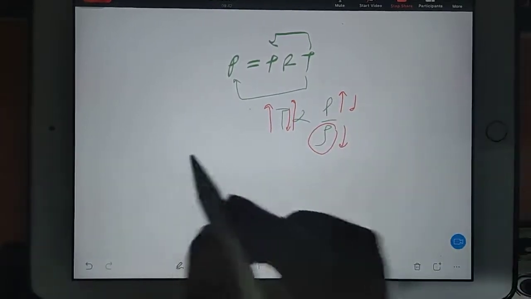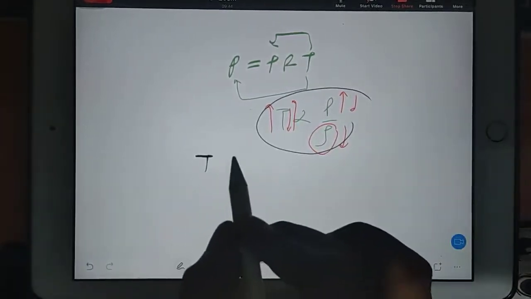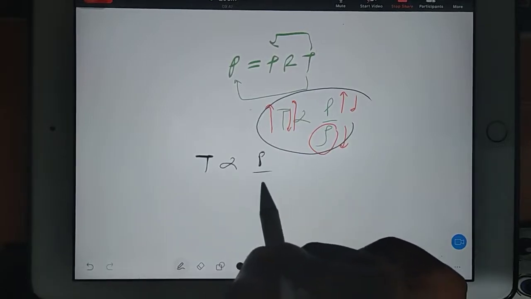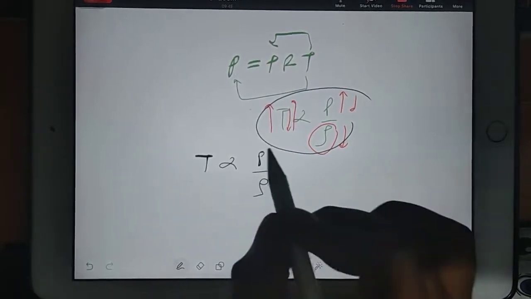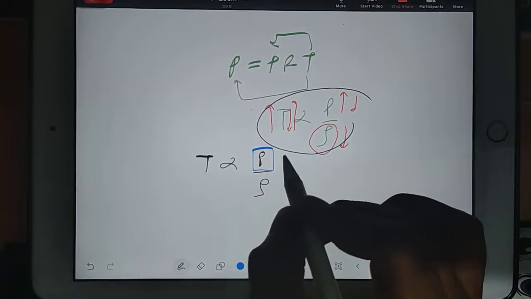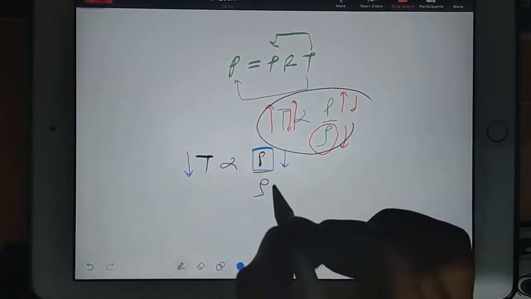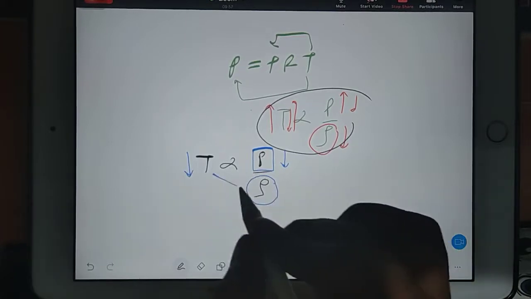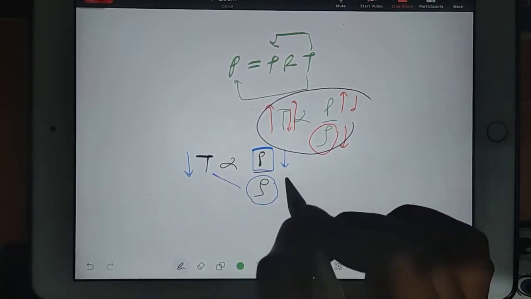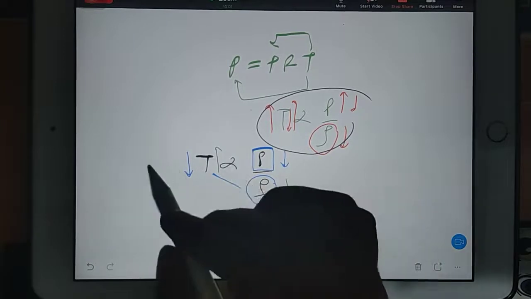Okay, see here. The equation is this. Temperature is proportional to pressure and inversely proportional to density, right? Directly proportional means if you decrease the pressure, temperature will decrease, and according to density it is inversely proportional. So if you decrease the density, temperature will increase. Mathematically, this is the logic.